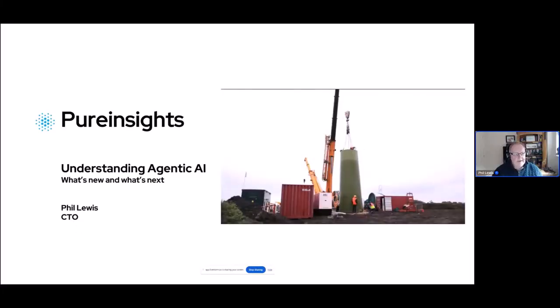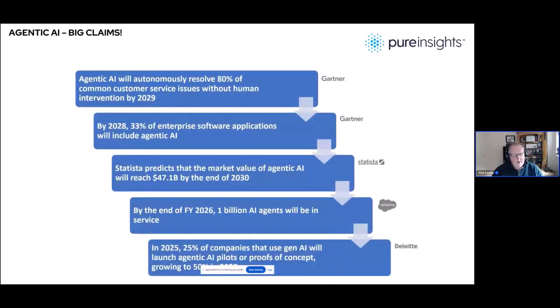Okay, so let's just jump straight into it. So agentic AI has got a lot of big claims, and you can read what those claims are on this screen. Gartner are saying things like AI will autonomously resolve 80% of all customer service issues without human intervention by 2029. That's a pretty massive claim. And as you skim through that list of claims, they're pretty big.